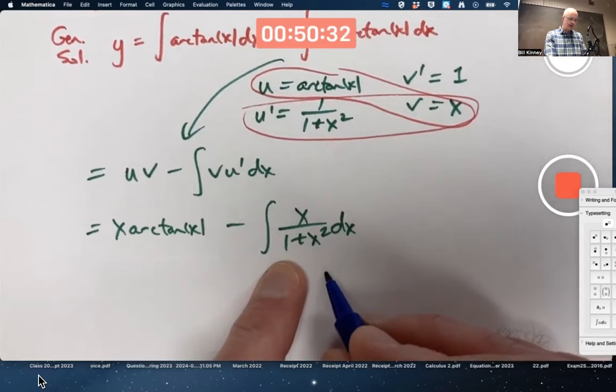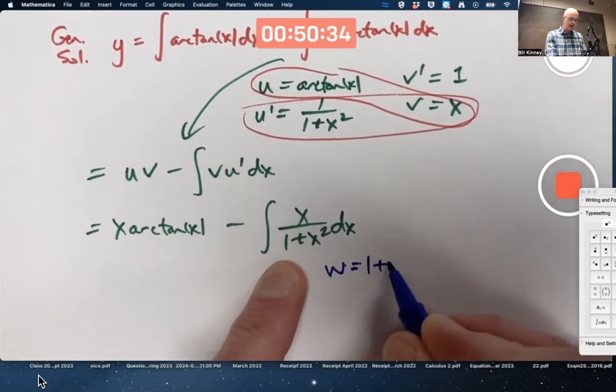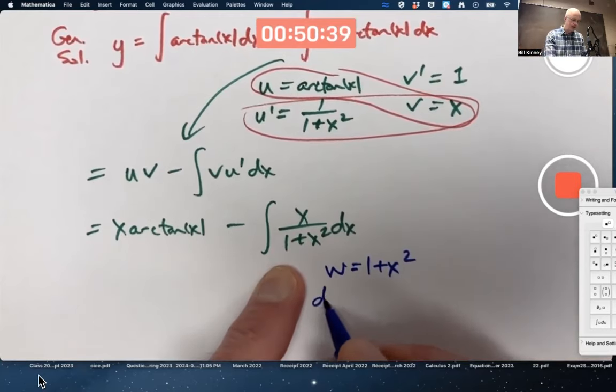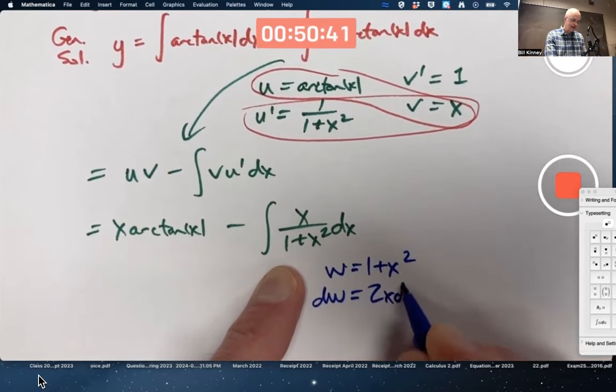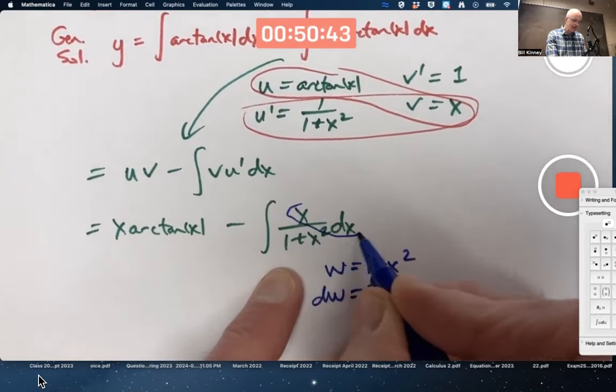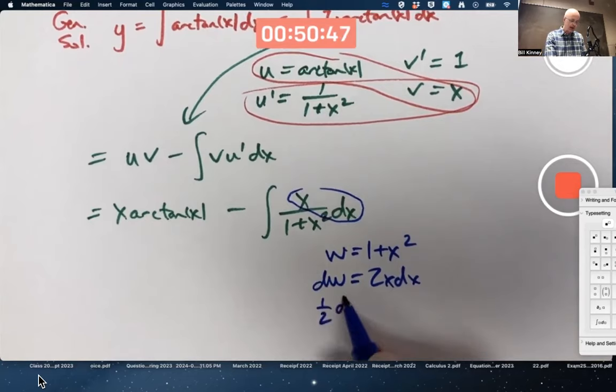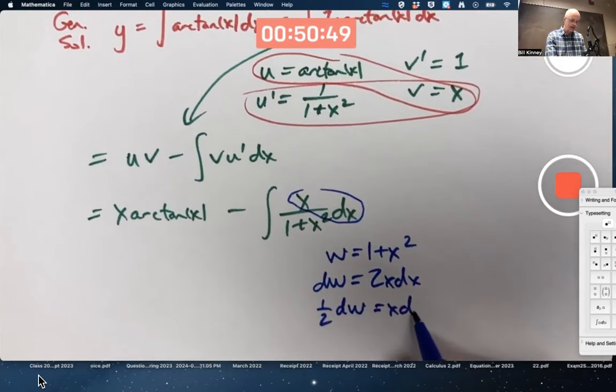Do notice if I let w equal 1 plus x squared, then dw is almost in the numerator. dw would be 2x dx. We have an x dx there instead of a 2x dx. Well, we're close. Just divide both sides by 2. 1/2 dw is x dx.